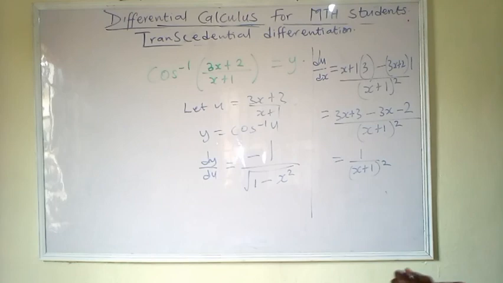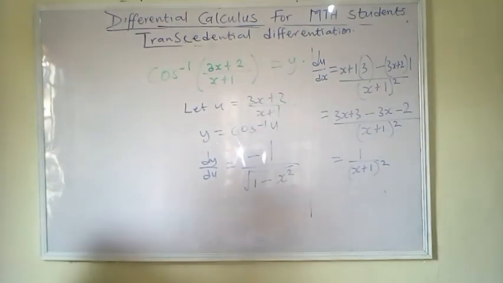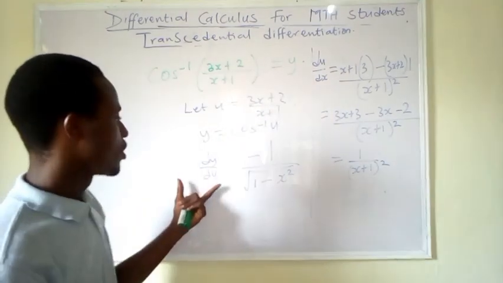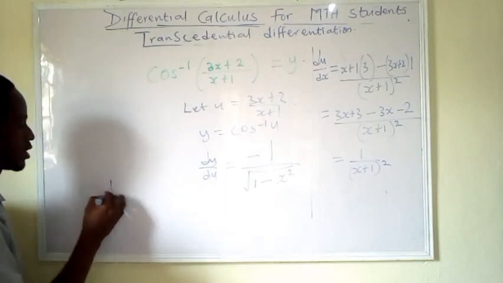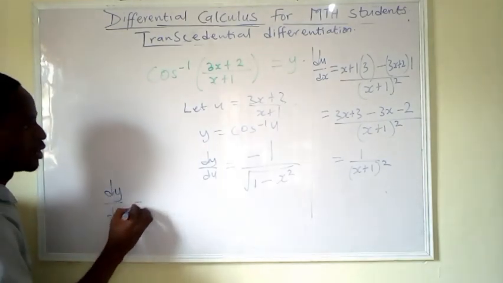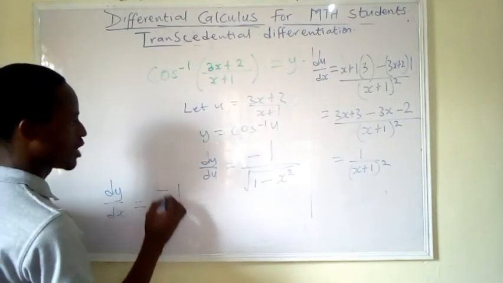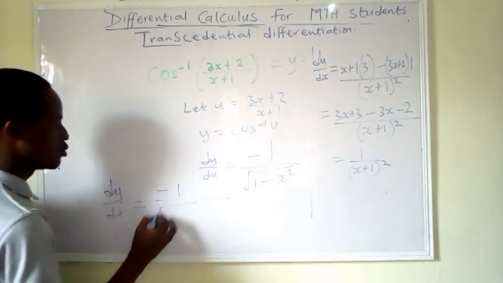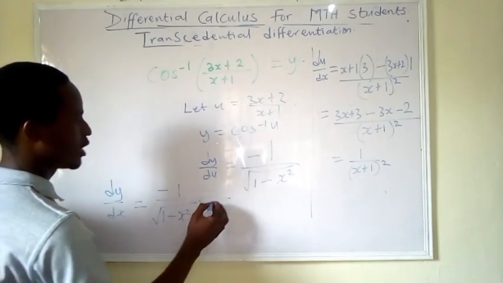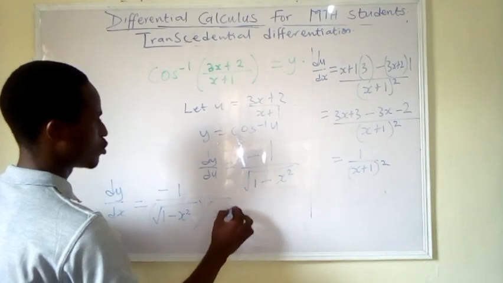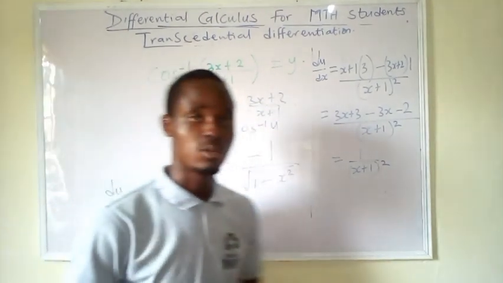So the product of these two, using the chain rule, which is this and this, will give us our answer. That is, dy/dx will now be this times this, and that will be minus 1 all over the root of 1 minus x squared multiplied by x plus 1 all squared. So this would be the final answer to that question.